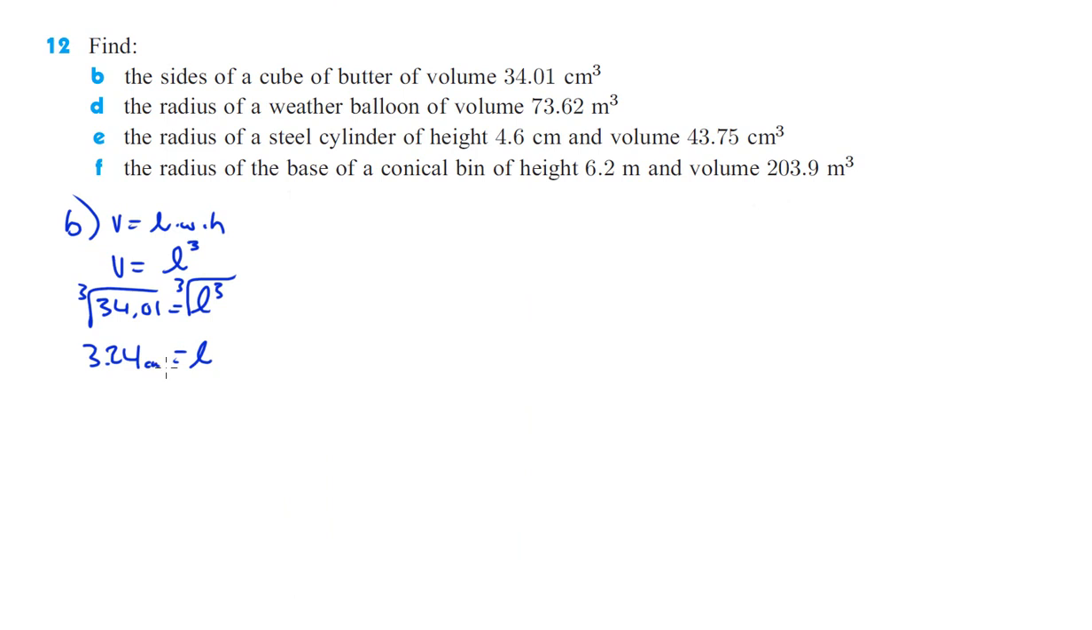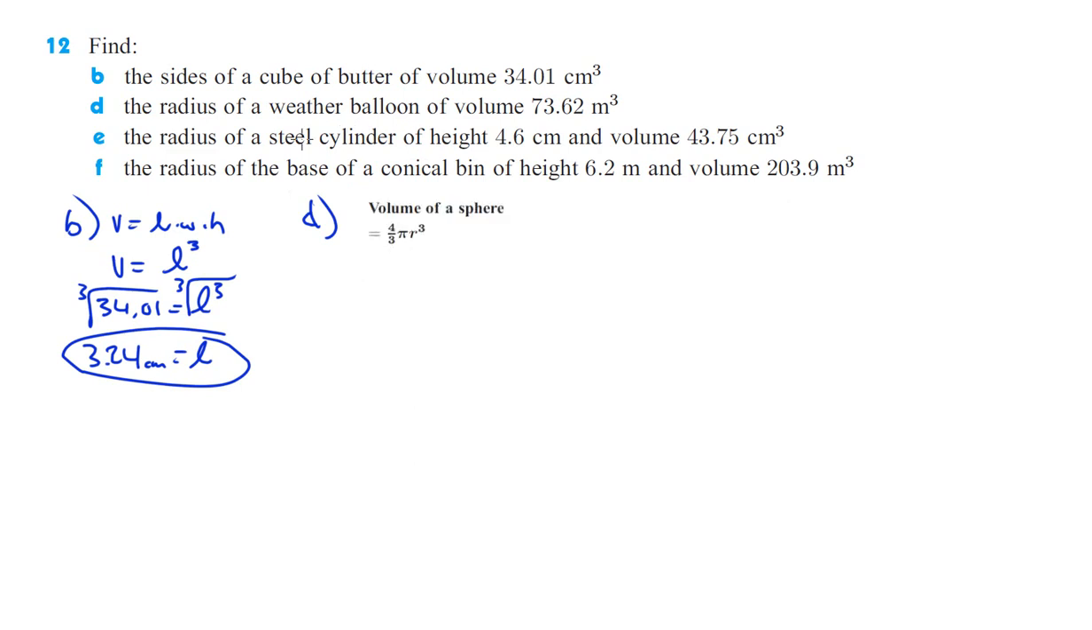3.24, and this is centimeters. Okay? All right, for D, the radius of a weather balloon has a volume of 73.62 meters cubed. So, a weather balloon, I know, does not look exactly like a sphere, but we just have to assume that it is a sphere. Okay, so let's pull up the sphere formula. This is our volume of a sphere.